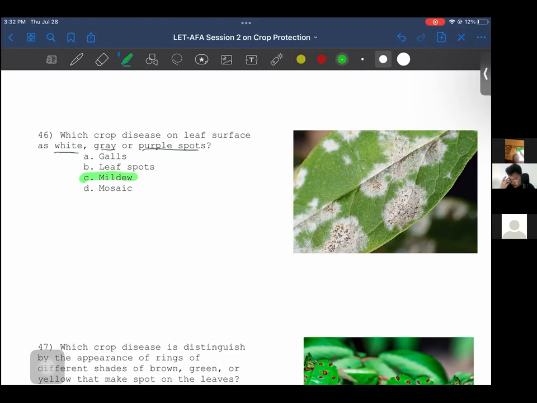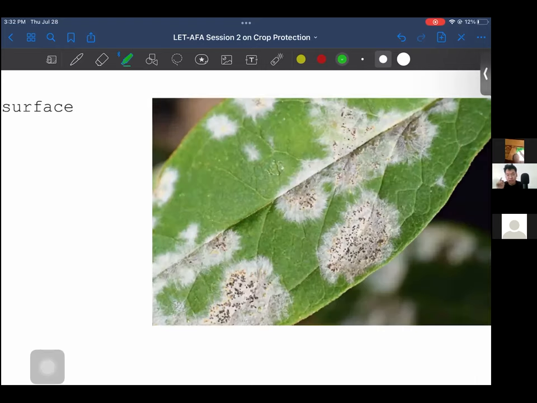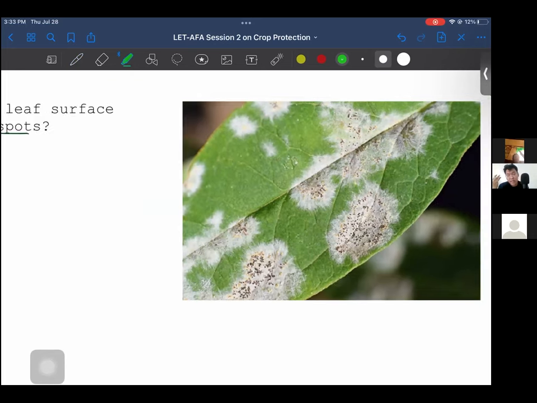Ganito itsura niya. Karaniwan ko itong na-observe dati nung nagtanim ako ng pepper, eggplant. Sila yung mga karaniwang mayroong powdery mildew. Okra rin pala. Sila yung karaniwang mayroong mildew. So, ganito yung itsura niya.